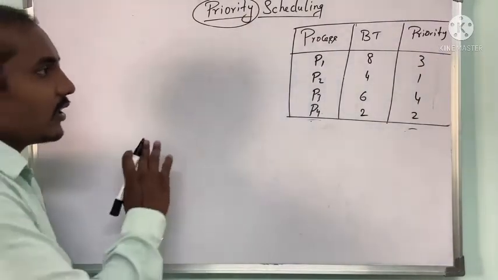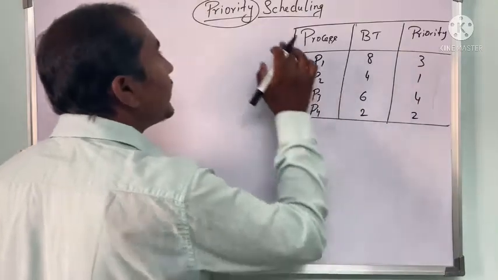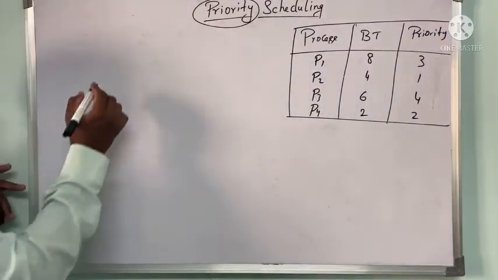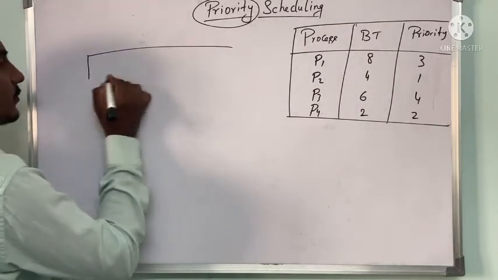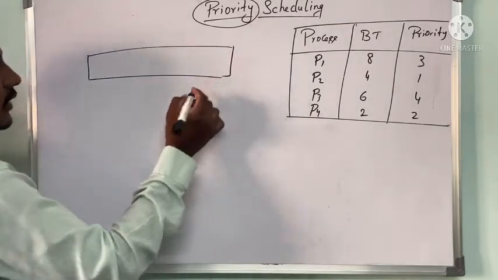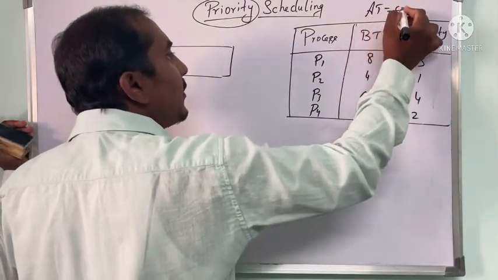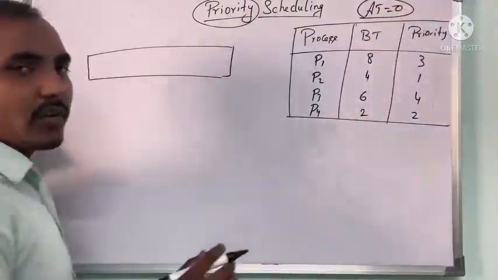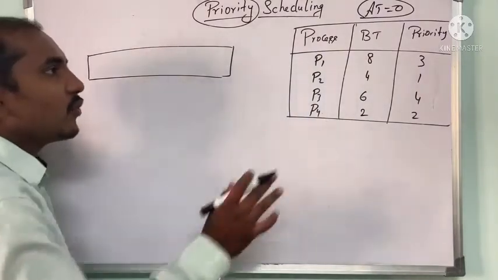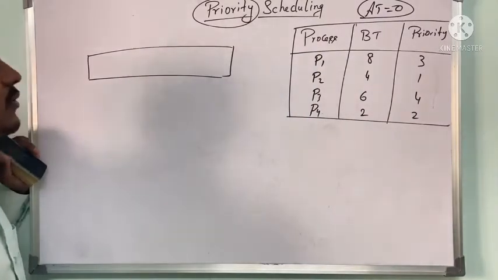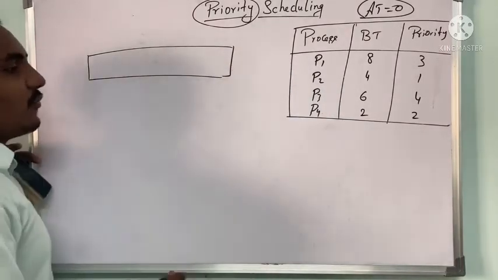Okay, now if this is the process, and if I want to write the chart using, let us say, priority scheduling, then we are going to start with the chart. And by default, if they have not mentioned any arrival time, it will be 0. Okay, in the chart or in the table, if they have not mentioned arrival time, it is by default 0. Now, we have four processes.